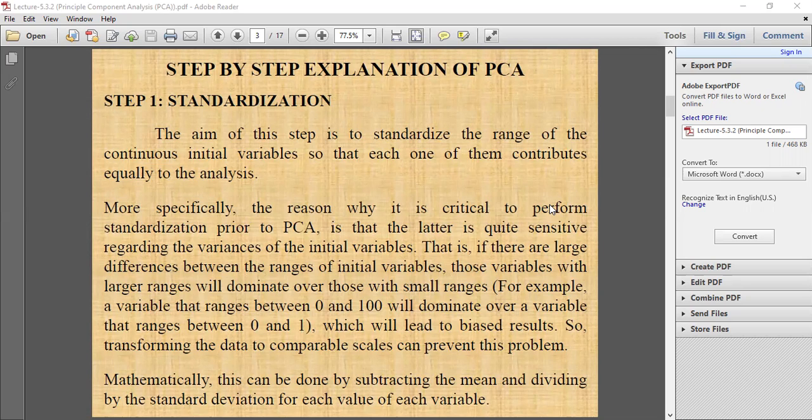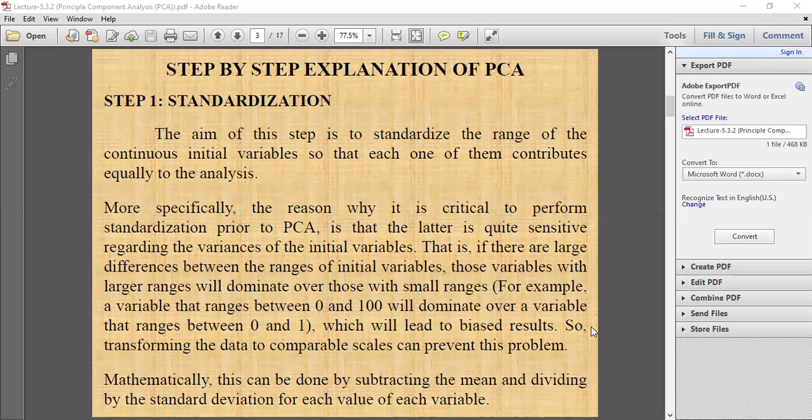More especially, the reason why it is critical to perform standardization prior to PCA is that the latter is quite sensitive regarding the variance of the initial variables. That is, if there are large differences between the ranges of initial variables, those variables with large ranges will dominate over those with small ranges. For example, a variable that ranges between 0 and 100 will dominate over a variable that ranges between 0 and 1, which will lead to biased results. So, transforming the data to a comparable scale can prevent this problem.